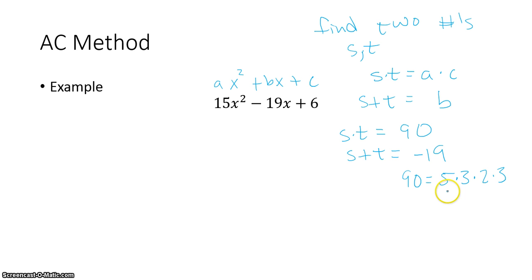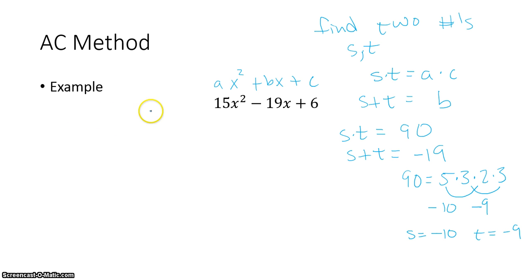Let's try. Now I'm seeing 5 and 2, I can get 10. 3 and 3, I can get 9. Now when I add these together, I get 19. But that's just the wrong sign. So all I'm going to do is change the sign on both of these. So I'm going to guess s equals minus 10 and t equals minus 9.